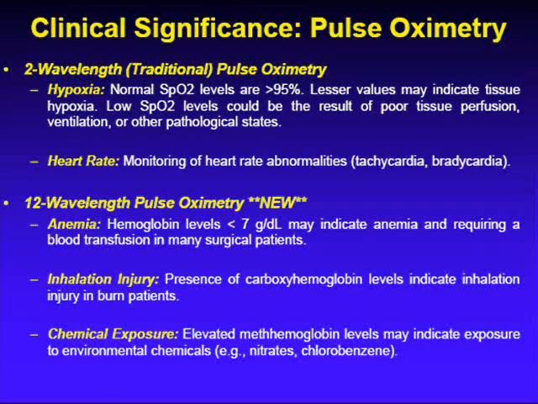And lastly, but certainly not least, exposure to environmental chemicals may cause elevated levels of methemoglobin. This includes exposure to nitrates and chlorobenzenes.